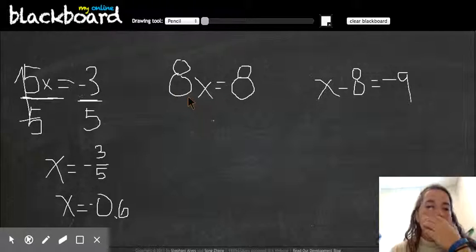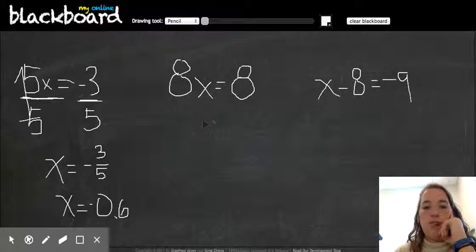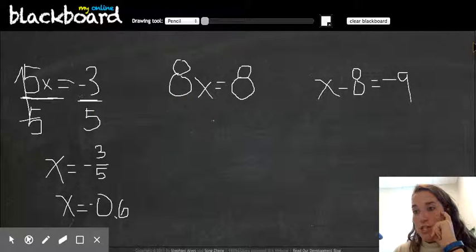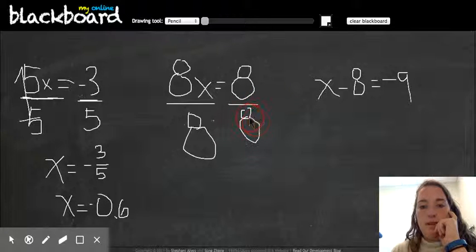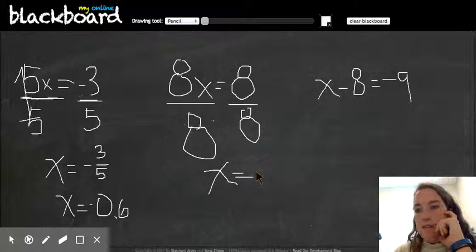Okay, for our next one, again, what does it mean when you have a number next to a variable? Multiplication. What is the inverse of multiplication? Division. So we want to do the opposite. We can divide. This will become 1 on this side, and we'll have x equals 8 divided by 8. What is 8 divided by 8? 1.